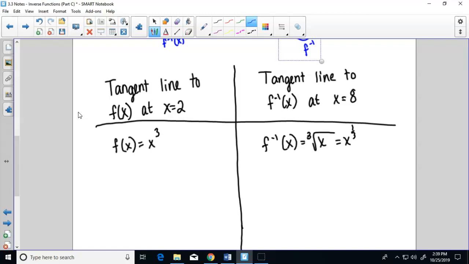To find a tangent line to f of x at x equals 2, we don't have to know anything about inverses here. This is just a tangent line. So for a tangent line, we need a point and a slope. Liliana, how do we find a point for a tangent line?